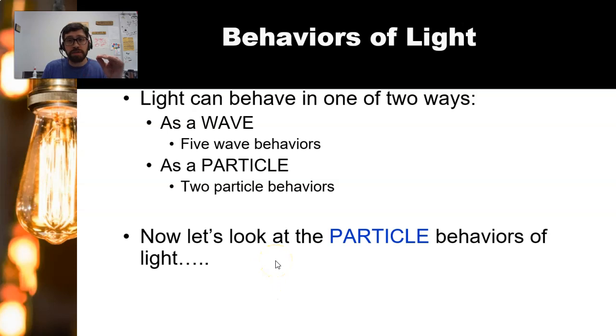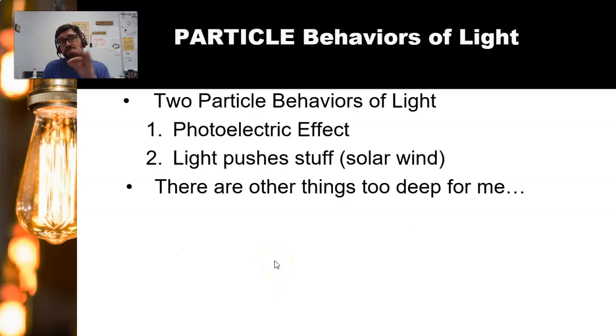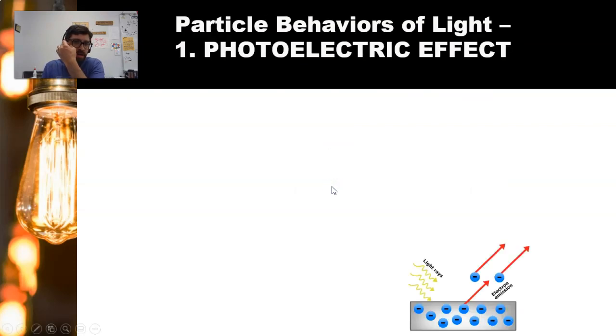But there are a couple of things that light does that do indicate that it is not only a wave, it's also a particle. And those two things are the photoelectric effect and what I'm going to call the light pushes stuff, the solar wind. There are other things like we can talk about atomic line spectra and emission spectra. I'm not going to discuss that because it would take too long. I would have to go into too much detail. So let's go to the photoelectric effect and go ahead and talk about it.